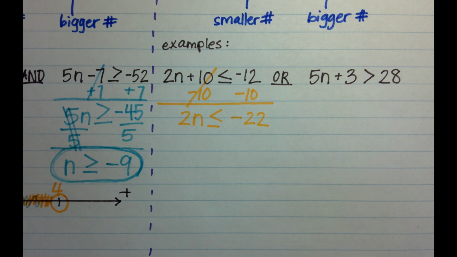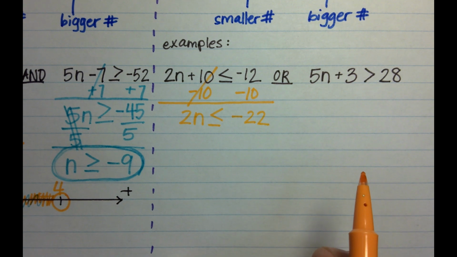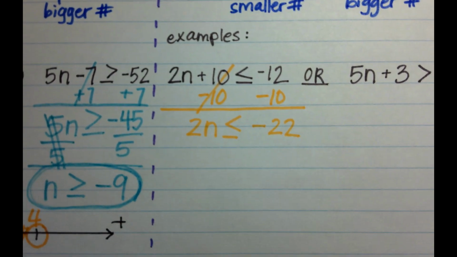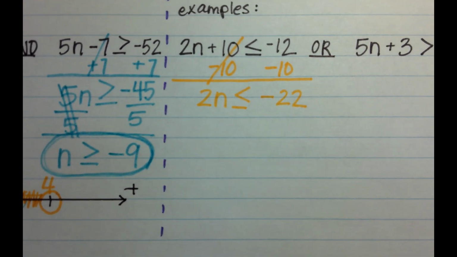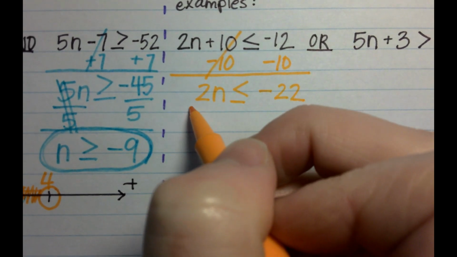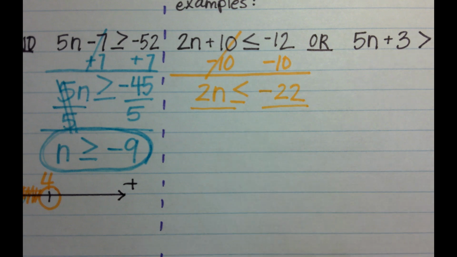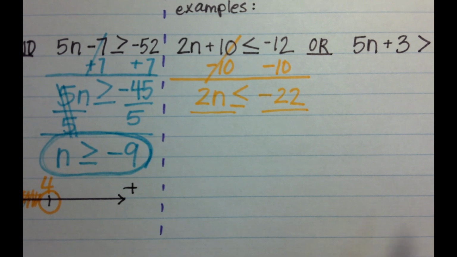What would I do next? Divide by 2 on both sides. And I really should have asked you guys before picking this color. Is this orange difficult to see for anyone? Okay. Just let me know if it is. I don't want anyone to be straining their eyes trying to see the board.